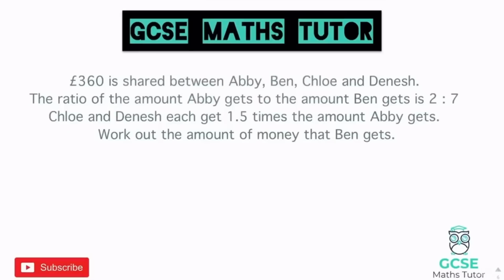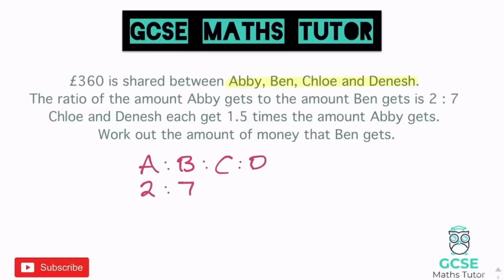Okay, so this one's slightly more complicated because as you can see at the top, we've got £360 shared between Abby, Ben, Chloe and Dinesh. So there's 4 people in this one. So let's have a look. It says the ratio that Abby gets to the amount Ben gets is 2 to 7. So we've got Abby, we've got Ben, we've got Chloe and Dinesh. And it says Abby to Ben is in the ratio 2 to 7.